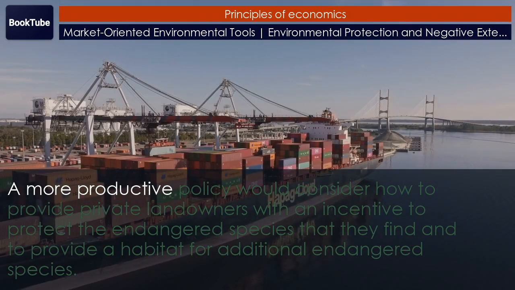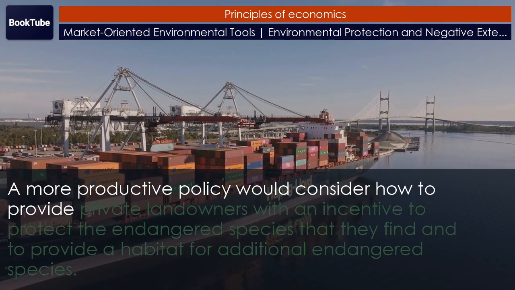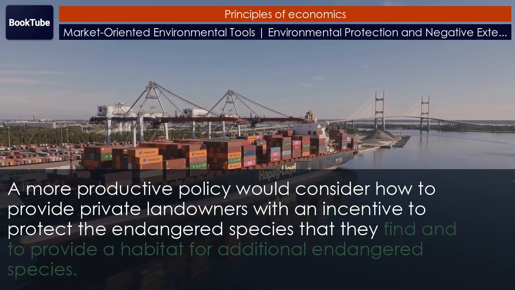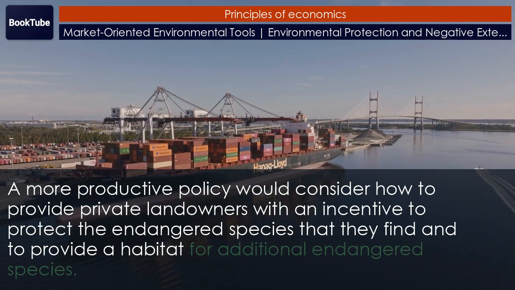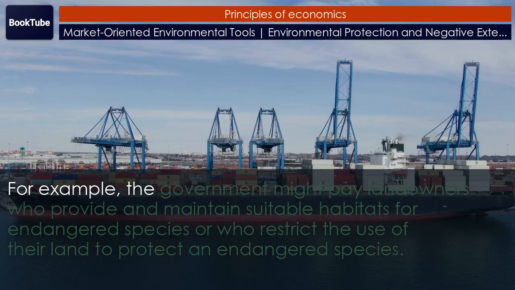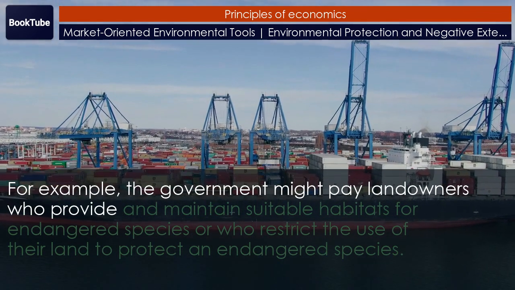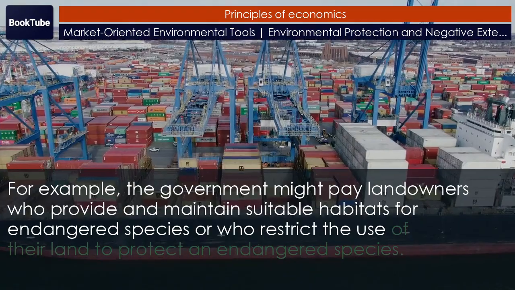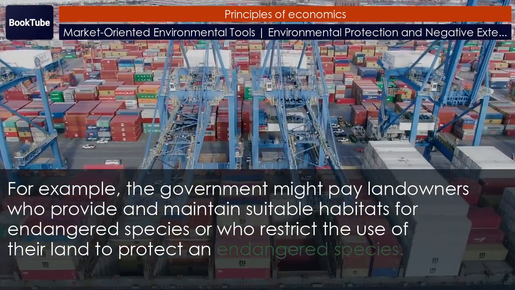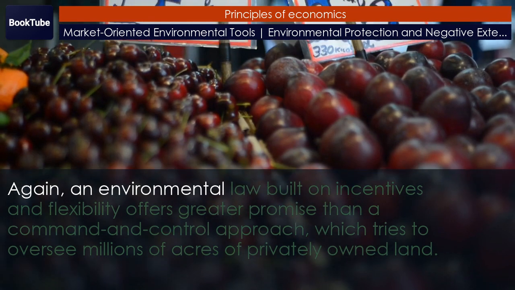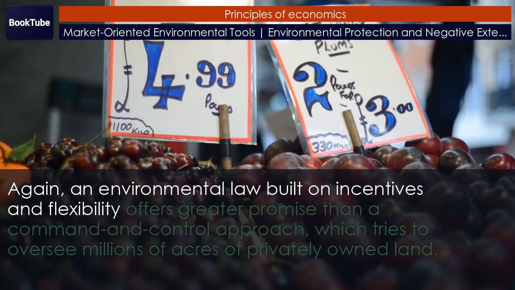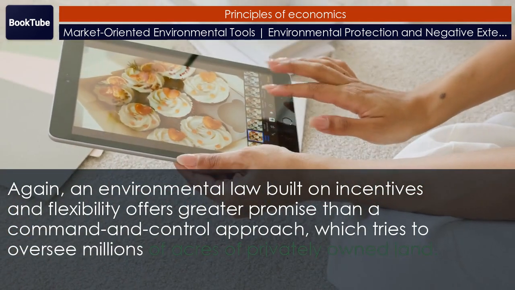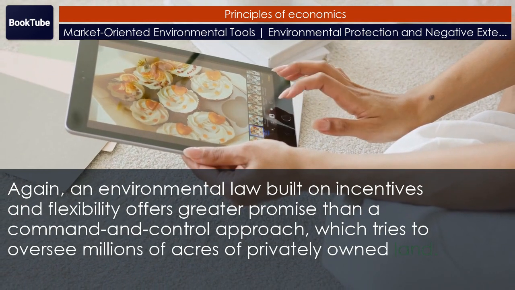A more productive policy would consider how to provide private landowners with an incentive to protect the endangered species that they find and to provide a habitat for additional endangered species. For example, the government might pay landowners who provide and maintain suitable habitats for endangered species or who restrict the use of their land to protect an endangered species. Again, an environmental law built on incentives and flexibility offers greater promise than a command and control approach, which tries to oversee millions of acres of privately owned land.